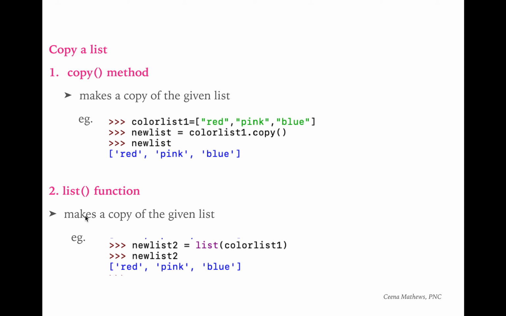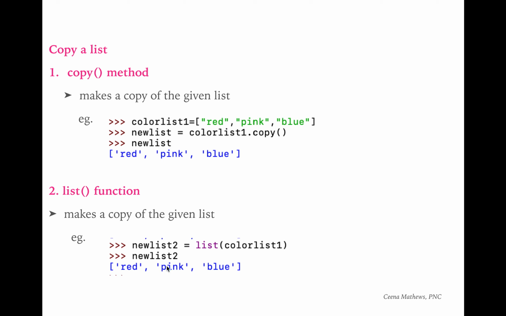This can also be done using the list function, which is a function, not a method. So it makes a copy of the given list. Here you can see, I'm not using the object name dot method name. Since list is a function, you have to give list, and within brackets you give the list to be copied. So the list to be copied is color list 1, which is copied onto new list 2.